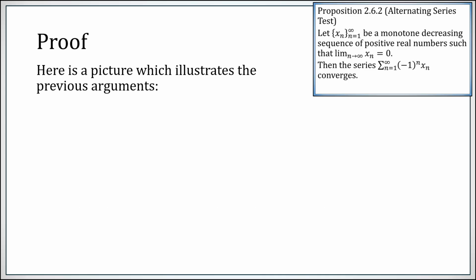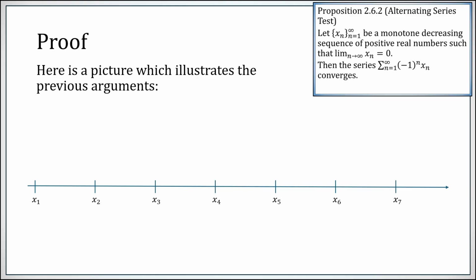Let's draw a picture to show what we've been doing here. Here are going to be the values of x1 through x7. They are positive but decreasing. But in our series, the odd index terms are going to be made negative. So now let's construct some partial sums.